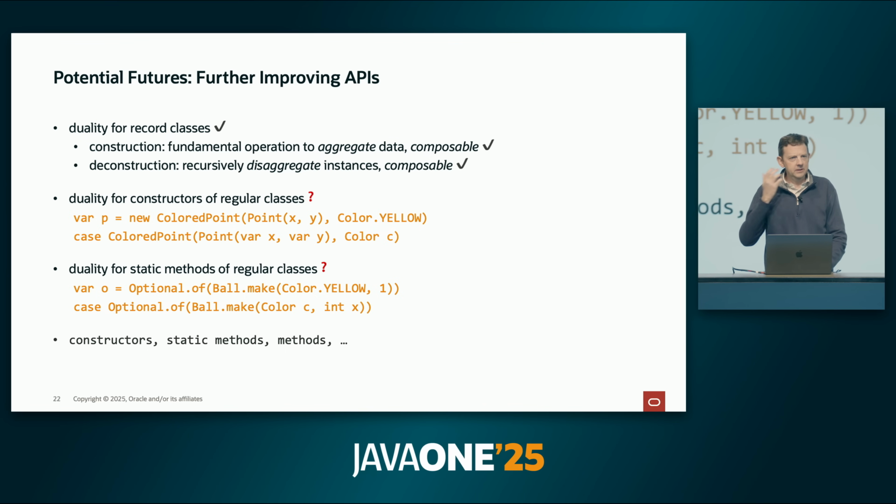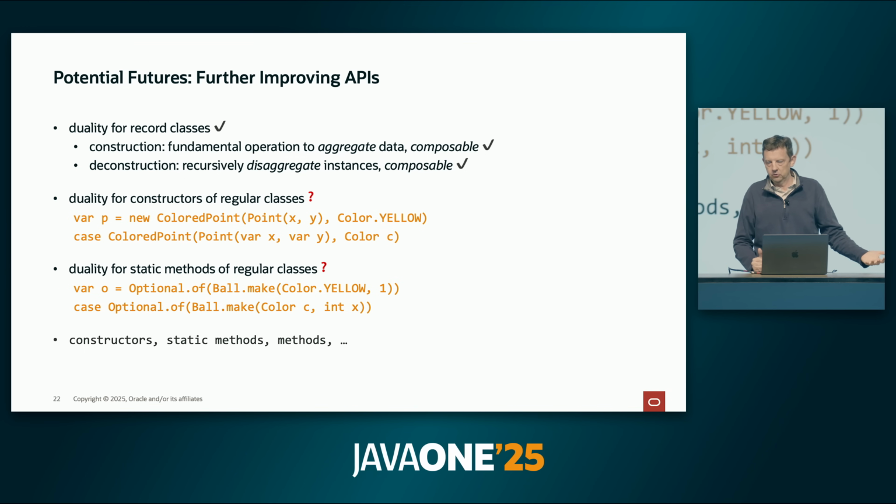And this doesn't just apply to constructors, it can apply to methods as well. If you think about factory methods that take some input and produce an output that aggregates that data, it would make sense to disaggregate that data again. So there's a very general concept here about complementing construction and aggregation with deconstruction and disaggregation.